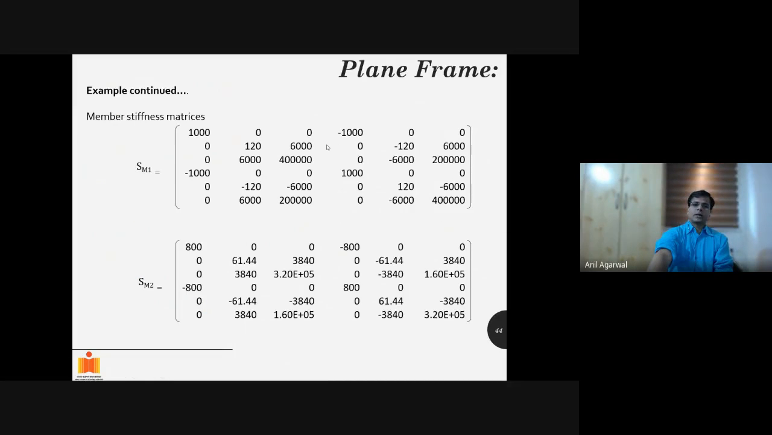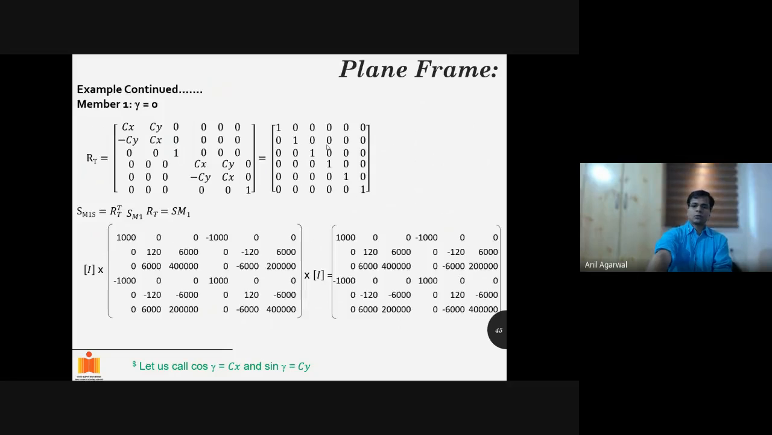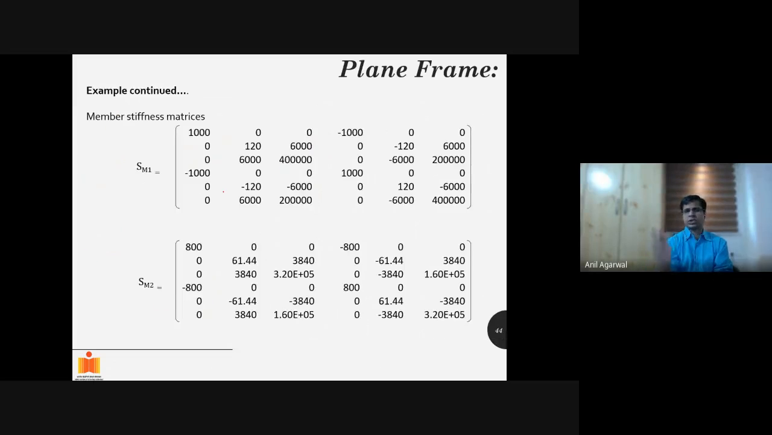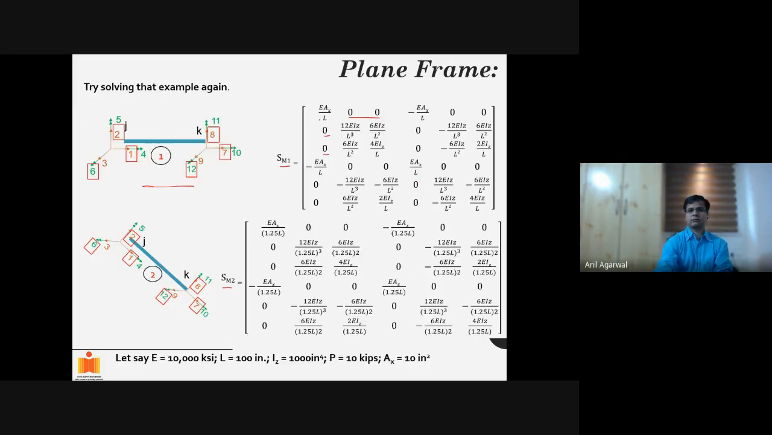Fine. Now what happens is that we have to do the transformation for the global, the structural direction. So the first one does not really require much transformation. Just to check whether our method was correct, this is the stiffness matrix of the first member in the local coordinate system, obtained just by substituting the respective values.